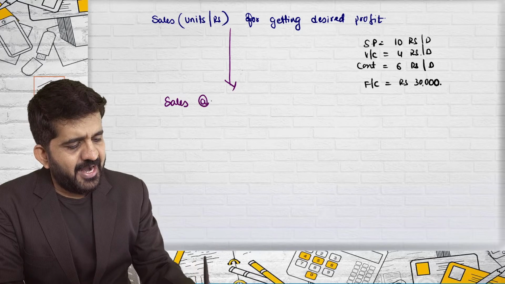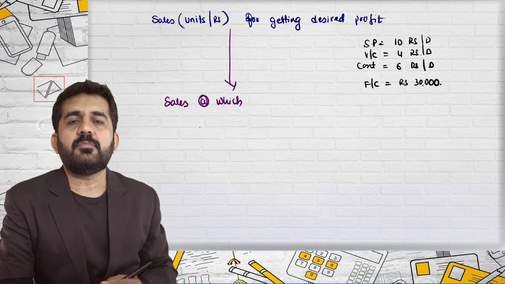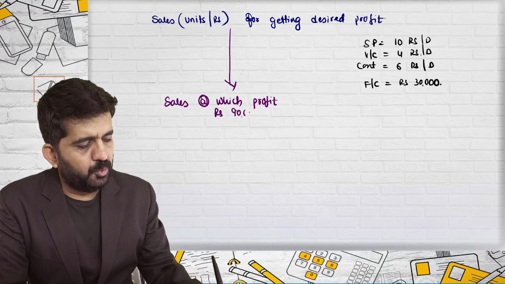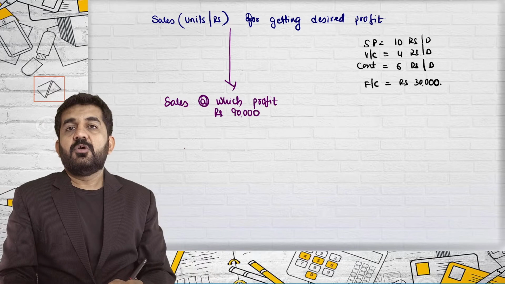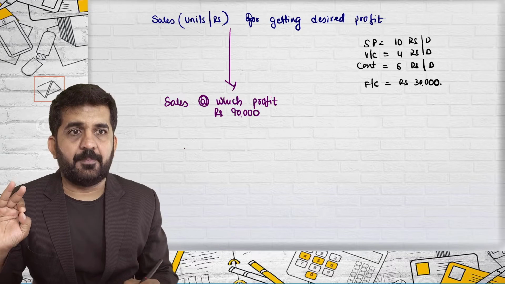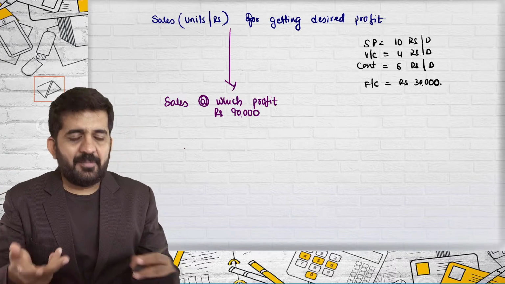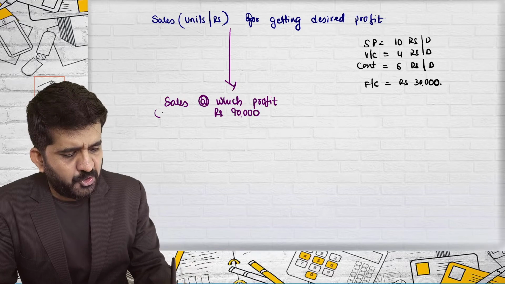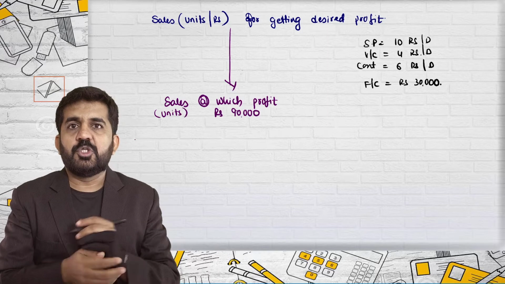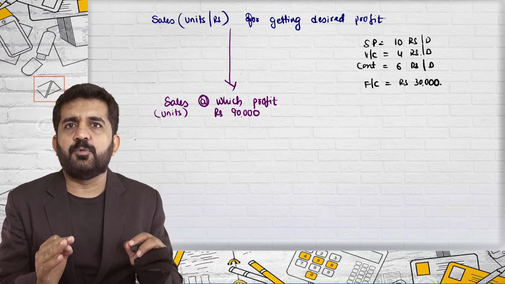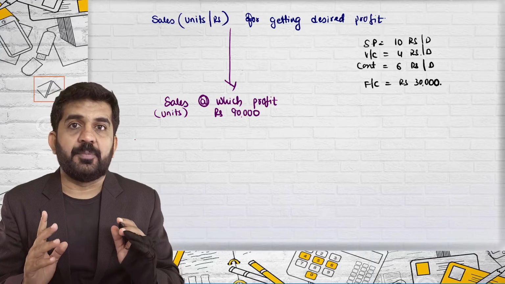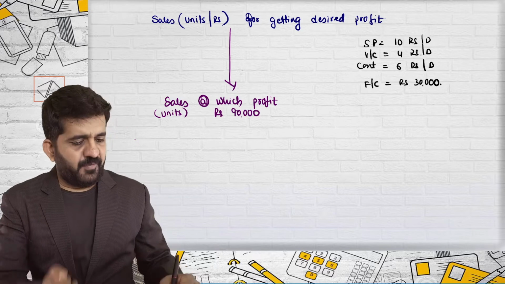Sales at which there will be a profit of rupees 90,000. Find out the sales at which there will be a profit, not a contribution, of rupees 90,000. So I'm asking them whether you want sales in units or in rupees. They want it in units. So they are telling me how many dishes of Pani Puri I should sell to earn a profit of rupees 90,000. Now how can it be found out? Try to understand.